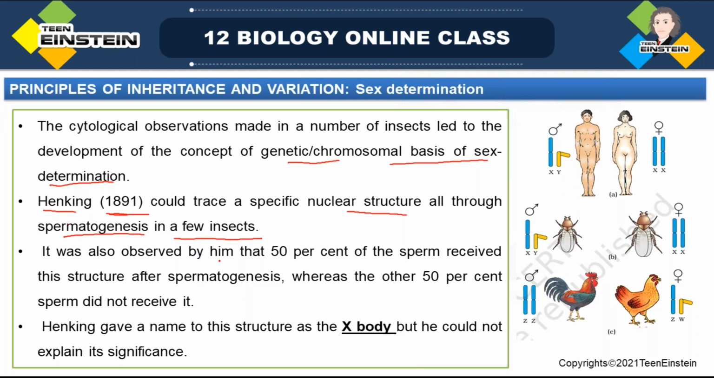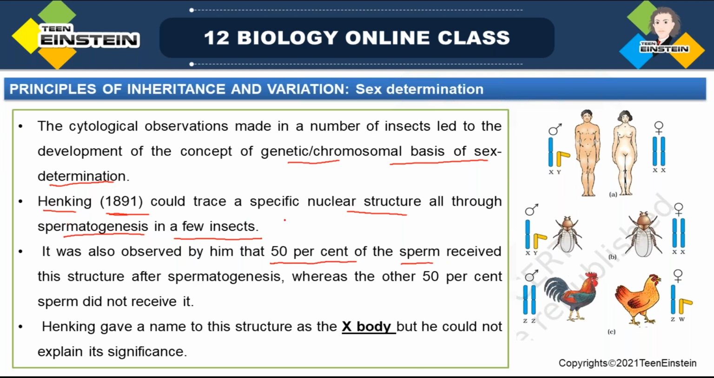And it was also observed by him that 50% of the sperm received this structure after spermatogenesis, whereas the other 50% of sperm did not receive it. Okay, we got the point? While spermatogenesis, he observed some specific nuclear structure. It is present throughout spermatogenesis in some insects. And later they observed that 50%, not 100, 50% of the sperm received it.